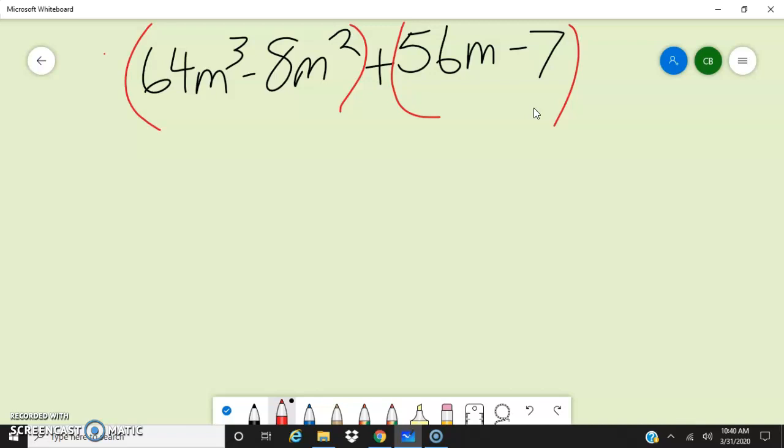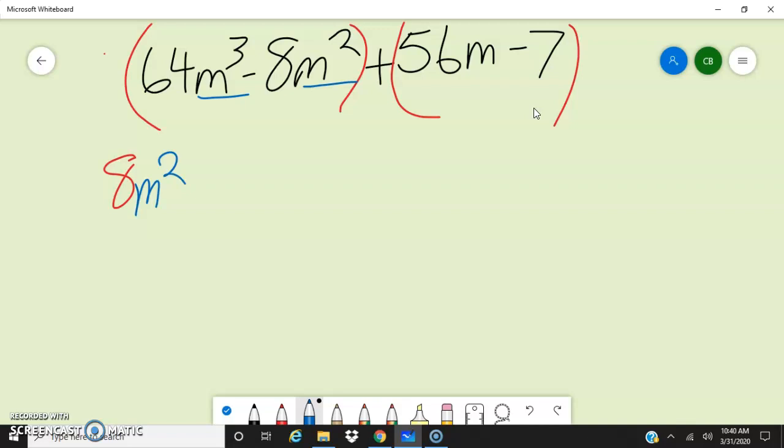So I want to ask myself, what coefficient could I pull out of there for a greatest common factor? Well, if I look at that, I know that 64 is divisible by 8, so 8 is the biggest thing I could pull out of there. Now I want to go ahead and look at my variables. So I've got m cubed and then m squared. So the lowest m that I can pull out of there is m squared.